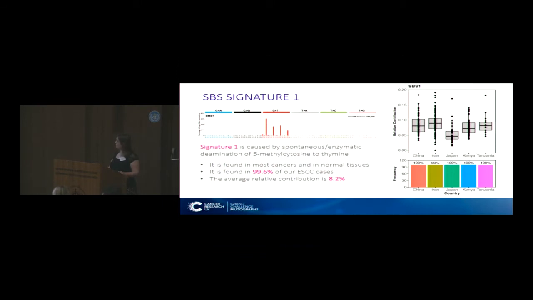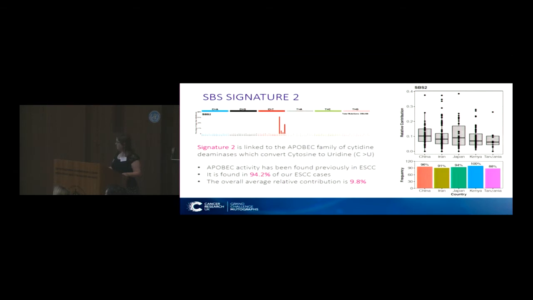So firstly, signature 1. It's caused by spontaneous deamination of cytosine residues. So you can see up here the relative contribution of this signature to each case in the whole overall cohort. You can see that on average it's contributing about 8.2% of mutations. It is found in almost all cases. It should really be 100%. In some small number of cases we can't see it because there is some extreme process which is contributing so many mutations that you just can't see signature 1, but it is present in all samples.